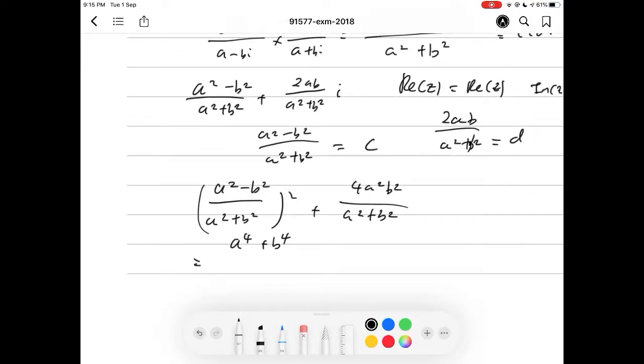a to the power 4 plus b to the power 4. Okay, so let's just expand this manually. So a squared minus b squared times a squared minus b squared, that equals a to the power 4 plus b to the power 4.